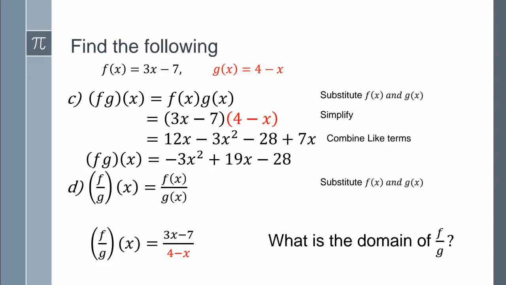But we have a little extra piece of a problem. Your homework also is going to ask you for this one.